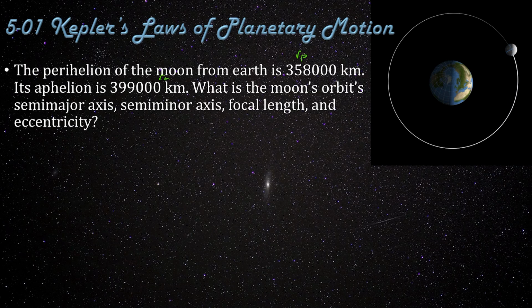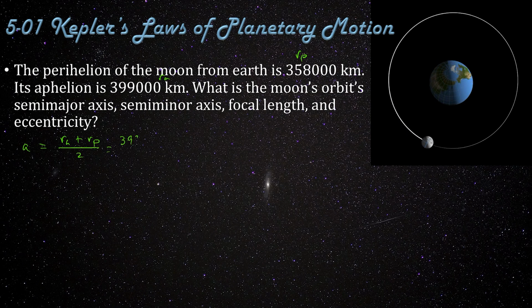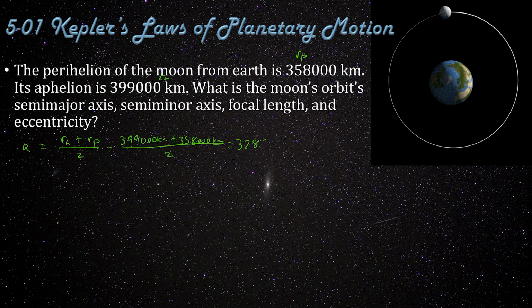Okay, so let's start with the semi-major axis, A. A is RA plus RP over 2. So that's 399,000 kilometers plus 358,000 kilometers divided by 2, which gives us 378,500 kilometers.